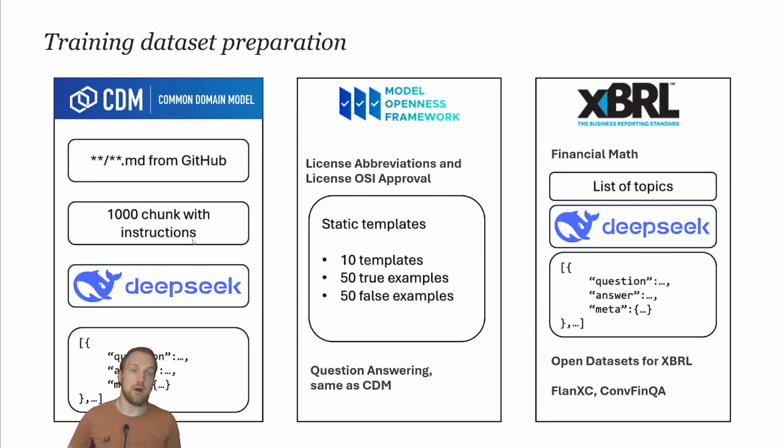The task has three domains: common domain model, model openness framework, and XBRL. They are incrementally more difficult. The first part is just a Q&A. The second part has license abbreviations and license approvals. And the last part is XBRL, by far the hardest. It has financial math in it and a number of different queries to the XBRL reports.